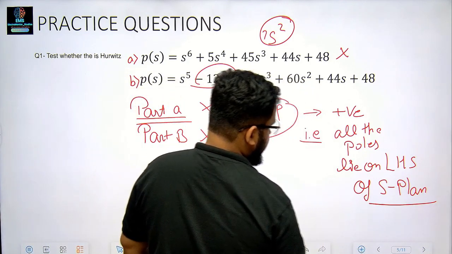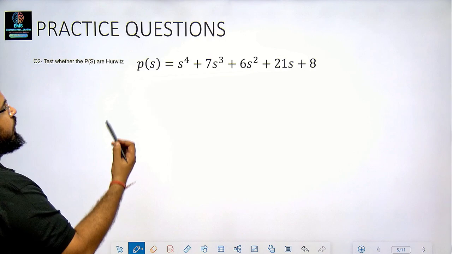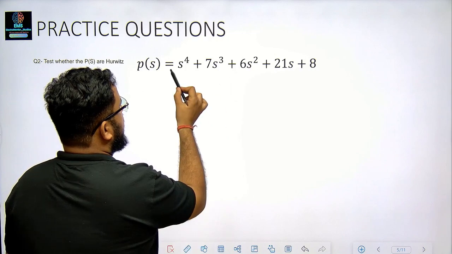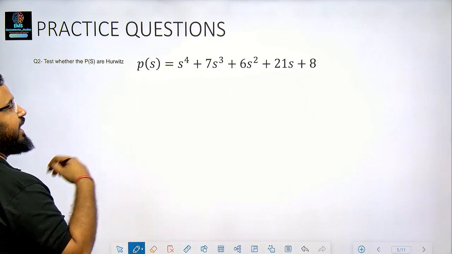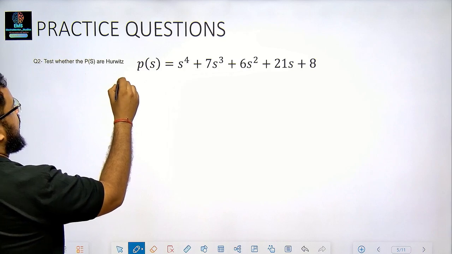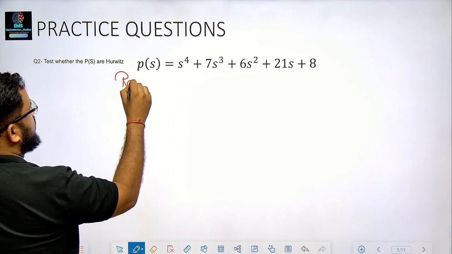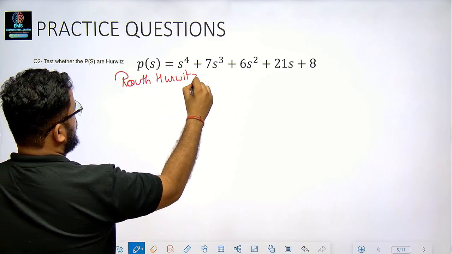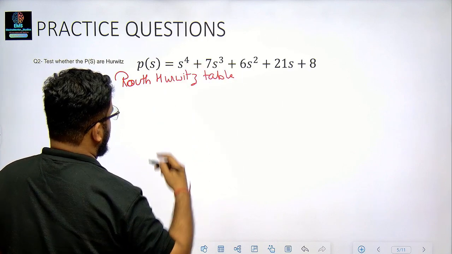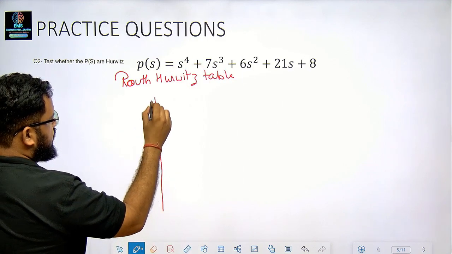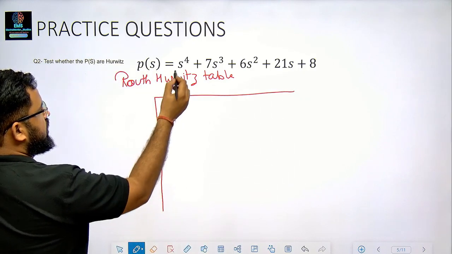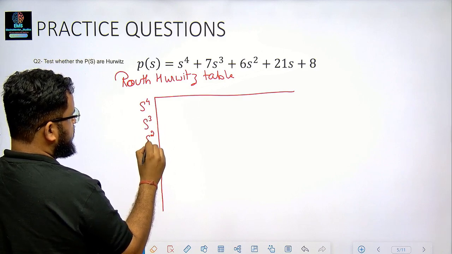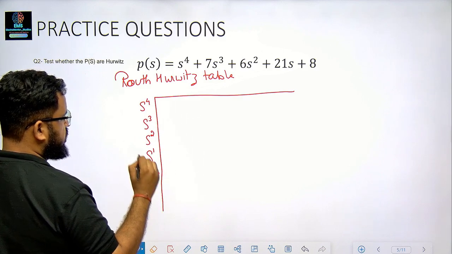So let us go through a few more questions. Let us check out. Now, first property, all the terms are there. Yes, it is there. Second property, is there any negative term? No. Then how do we check? For this, we make a Routh-Hurwitz table. Just draw from the highest power of S, that is S4, S3, S2, S1, S0.